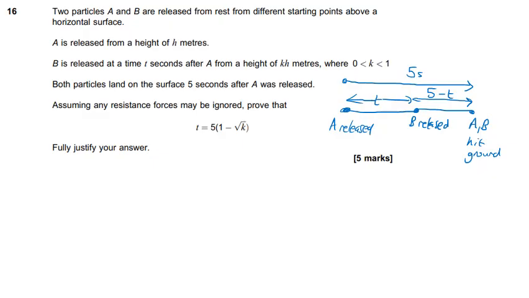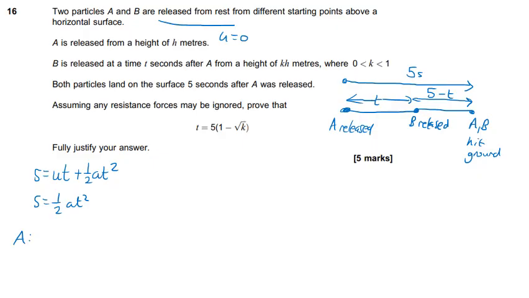So we're going to use an equation of motion now, and the one that we always seem to end up using in most problems is this: s equals ut plus a half at squared. And in fact, in this case, both are released from rest. So that means u equals 0. So s is equal just to half at squared. So let's apply that formula to both particles.